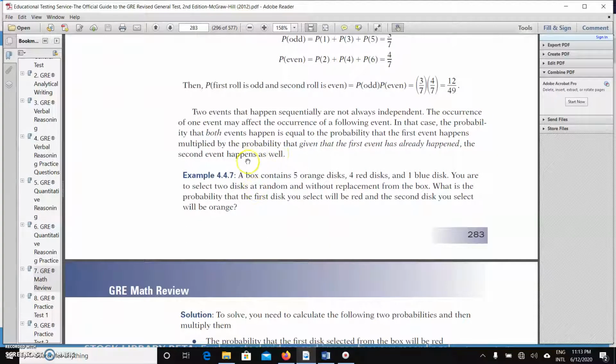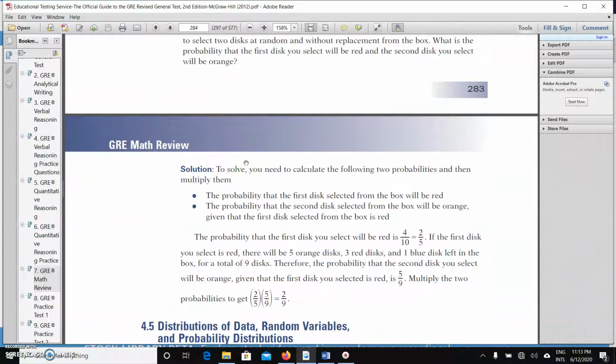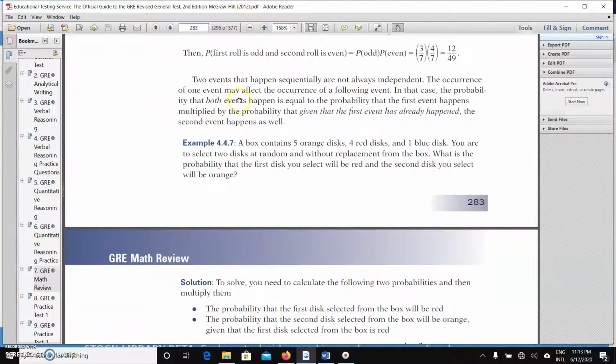So let's move on to the next question. Now, 2 events that happen sequentially are not always independent. The occurrence of one event may affect the occurrence of the following event. In that case, the probability that both events happen is equal to the probability of the first event multiplied by the probability that, given that the first event has already happened, the second event happens as well.